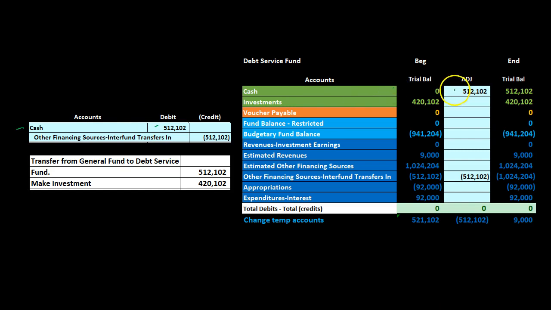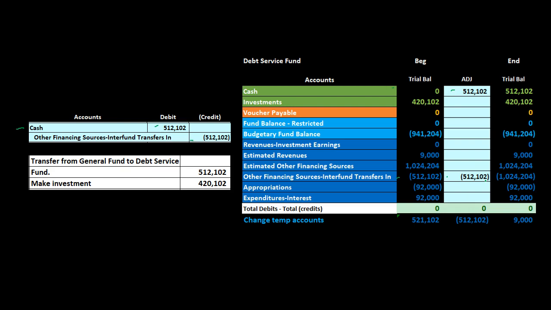Cash is going to be debited by the 512,102. We're going to credit the other financing sources, interfund transfer in. So we're going to increase that in the credit direction, it acting in a similar fashion as revenue, increasing basically the temporary accounts, increasing the equivalent of what you would think of basically net income type of account.